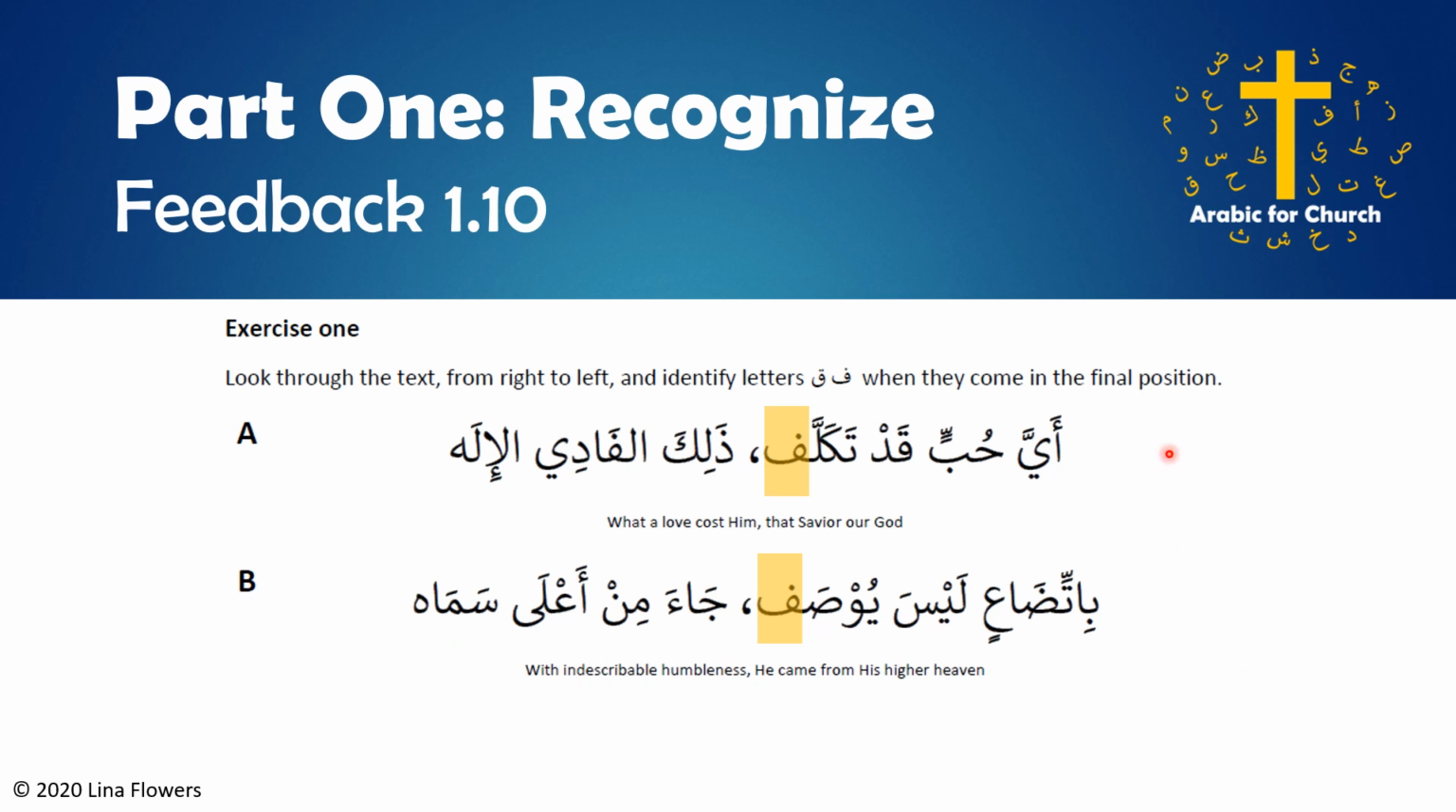So I'm going to read them out to you and see if you recognize any of the sounds that come at the end of words.